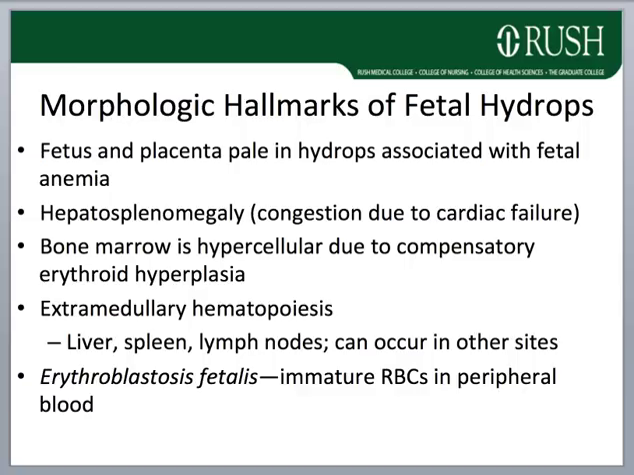The increased hematopoietic activity accounts for the presence of large numbers of immature red cells in the peripheral circulation, which includes reticulocytes, normoblasts, and erythroblasts. This peripheral blood smear picture is referred to as erythroblastosis fetalis.